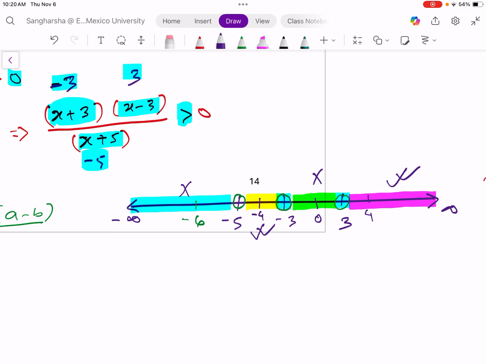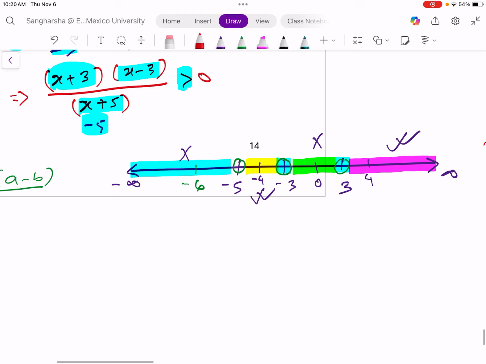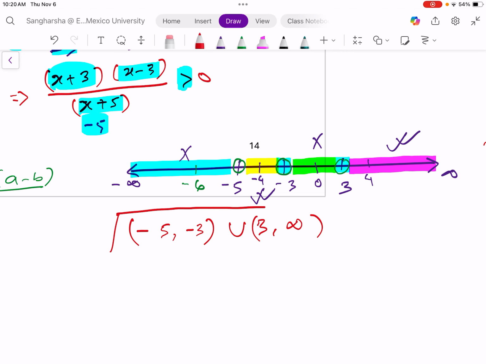So our solution is the yellow region from -5 to -3, open circle means parenthesis, or the last interval from 3 to positive infinity. So this is our solution for this rational inequality.